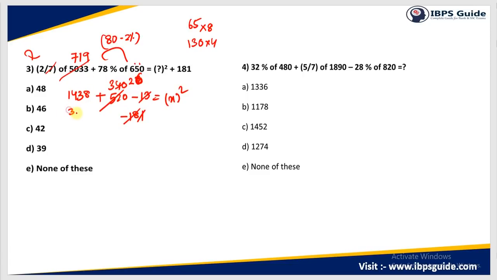So 326 plus 1438. So this will be 1764, which is nothing but 42 square. Okay, so the answer is option C.